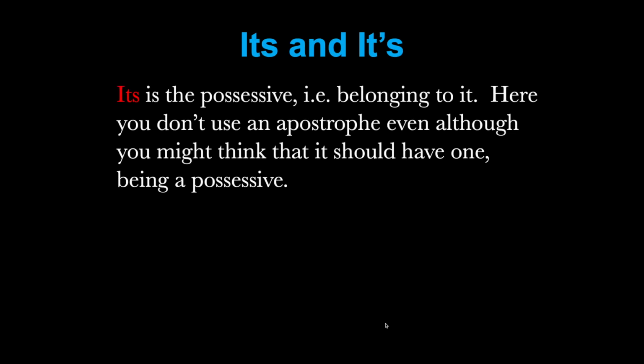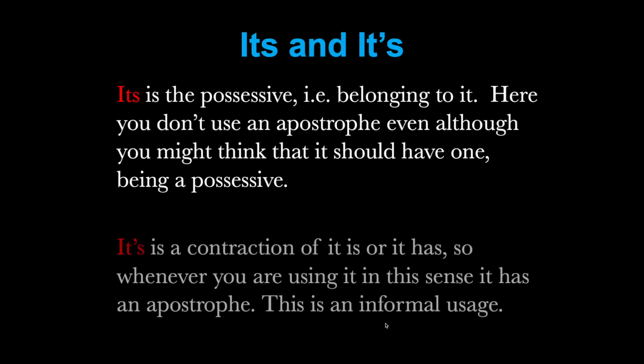ITS, its, is the possessive. That means belonging to it. Here, you don't use an apostrophe even though you might think that it should have one, being a possessive. Its homophone, IT apostrophe S, it's, is a contraction of it is or it has. So whenever you're using it in this sense, it has an apostrophe. Remember, being a contraction, this is informal, and therefore it's unlikely to find its way into your formal technical writing.